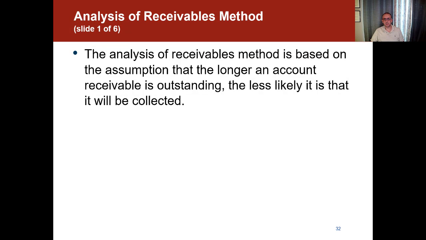Now let's see the second method of estimating allowance for doubtful accounts. The second method is based on the accounts receivable, and we sometimes refer to it as the balance sheet approach. The analysis of receivables method is based on the assumption that the longer an account receivable is outstanding, the less likely it is that it will be collected. And that's true. If something gets to be too old, it's very difficult to collect it sometimes.